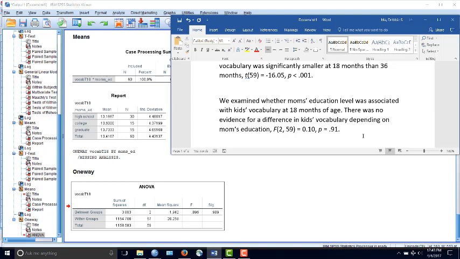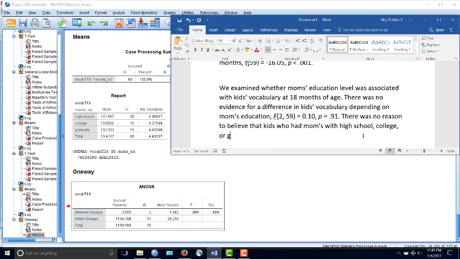We just leave it like this and we say there was no reason to believe that kids who had moms with high school, college, or graduate training differed in terms of their vocabulary. Something like that, right?